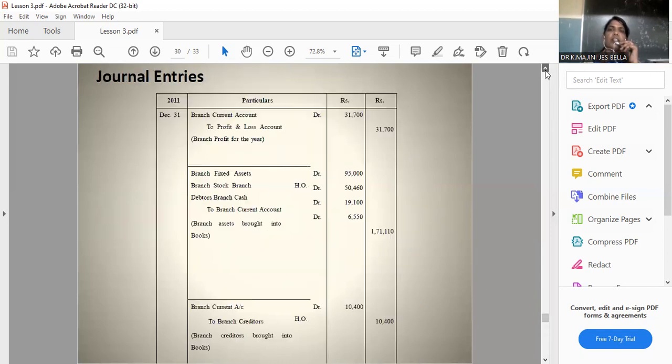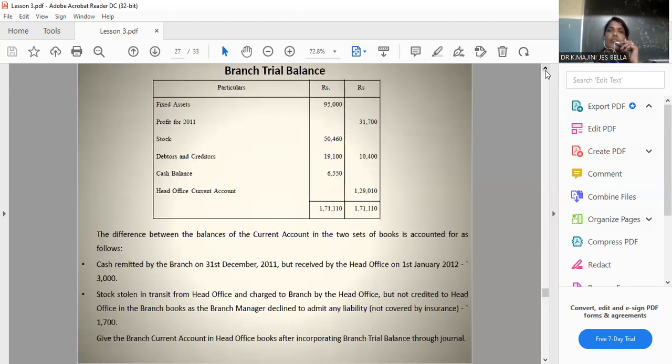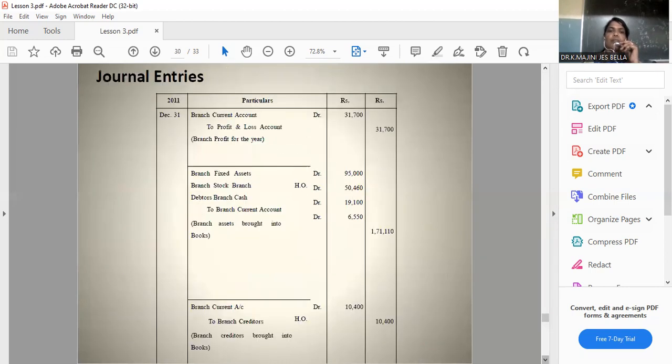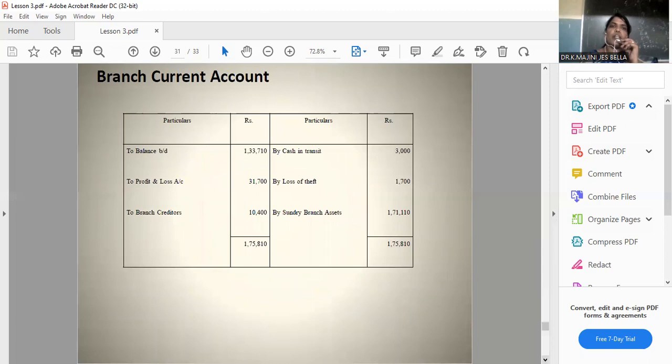So the next journal entry for branch creditors brought into books. Branch current account debtor 10,400 to branch creditors. See the question, creditors 10,400, right? Branch current account debtor 10,400 to branch creditors account 10,400, being creditors brought into books.